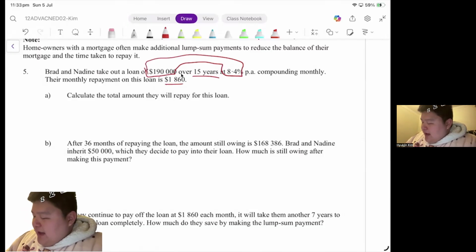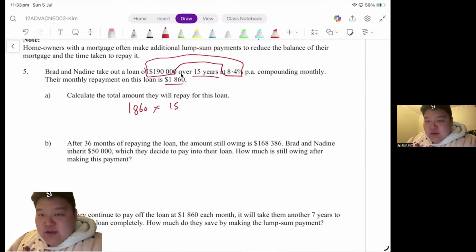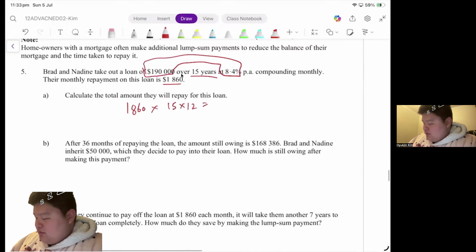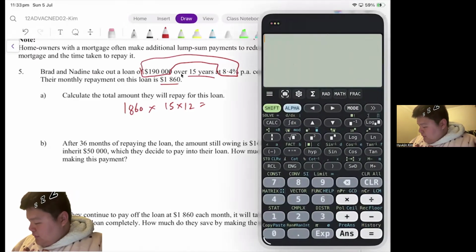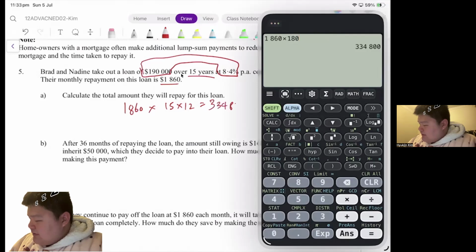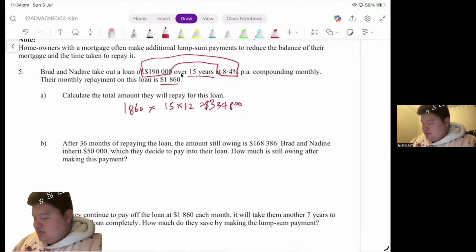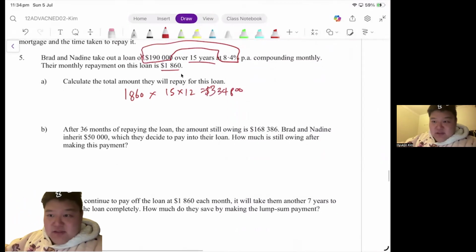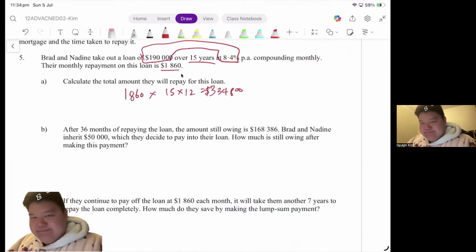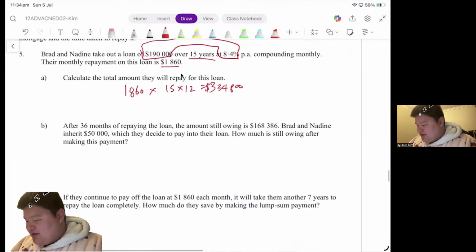I'm going to be doing $1,860 for 15 years and 12 months each. 1860 times, I think it's 180, yep. 334,800. Yeah, so I'm borrowing $190,000 and I'm paying $334,000. Interest is a cost of money. It's a purely man-made concept.